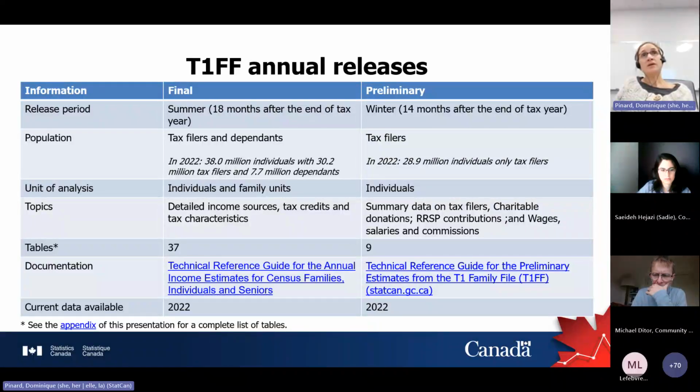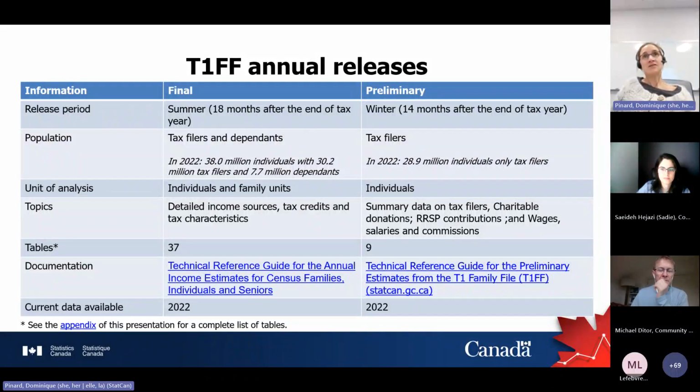So the one that we usually use when we create custom tabulation, and that is a little richer, is what we call the T1 Family File Final. That's a mouthful of words. The release is usually during the summer, usually towards the end of June, beginning of July. That's pretty much what we're aiming for release.